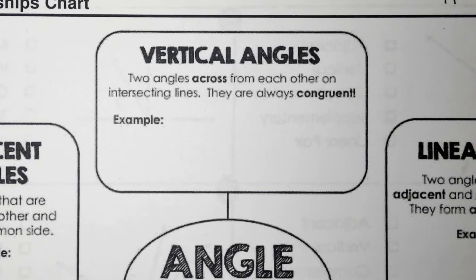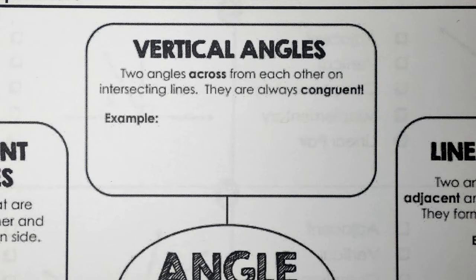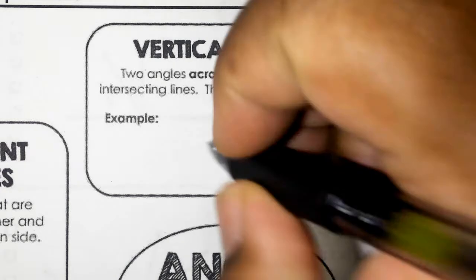Alright, so these are angle relationships. These are not all of them, but these are the main ones. The first one, vertical angles. Two angles across from each other on intersecting lines. They are always congruent. So an example of vertical angles.